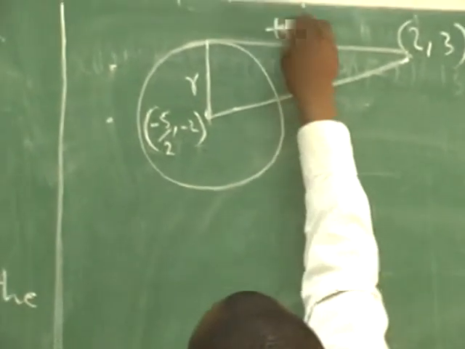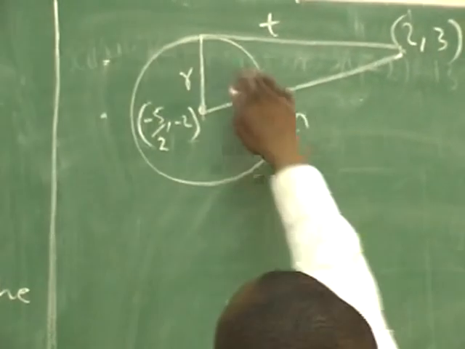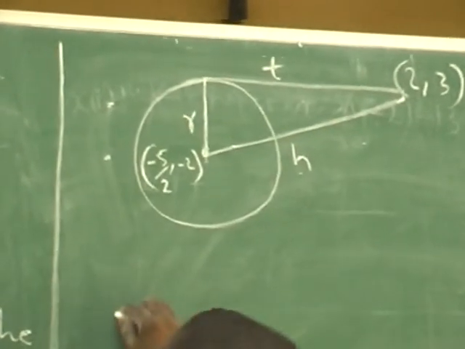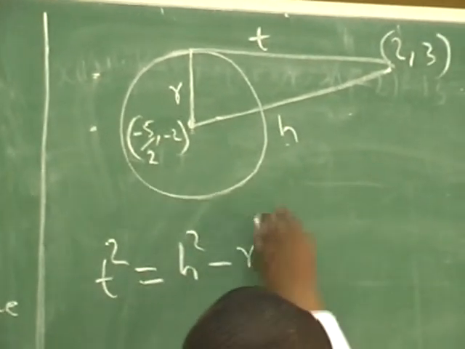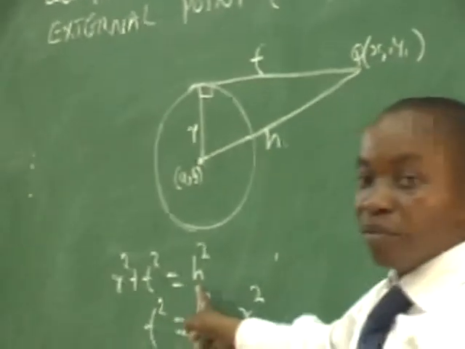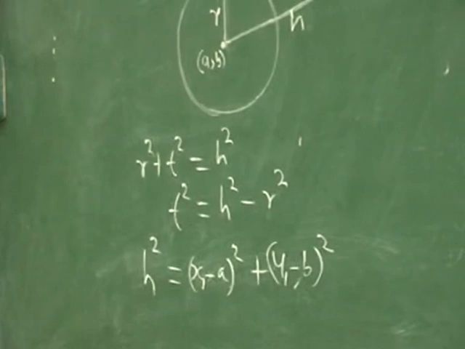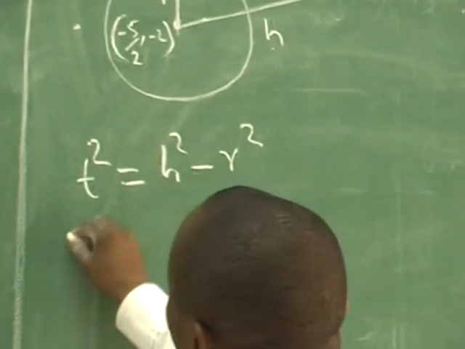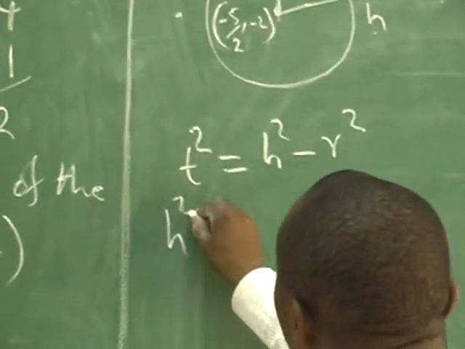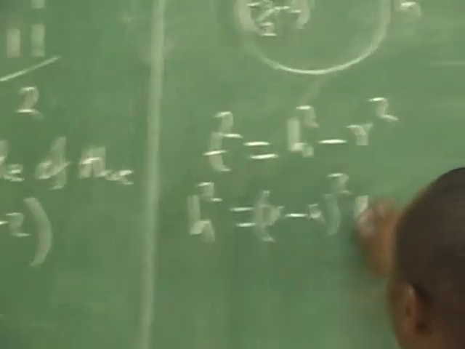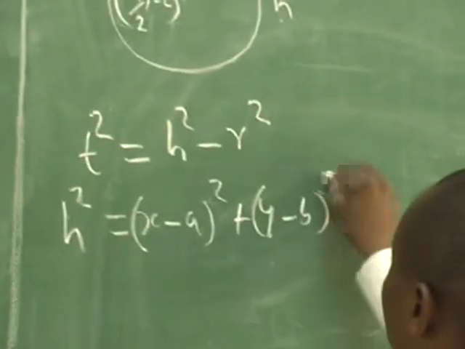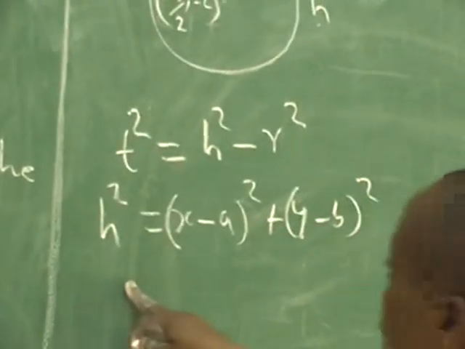Now this is my t, this is h. So see what it asked me to find. But I know that t squared will be equal to h squared minus r squared. That was what we have in the formula that we derived by Pythagoras. And then we know that h squared is the same as (x minus a) squared plus (y minus b) squared. So let's find h squared.